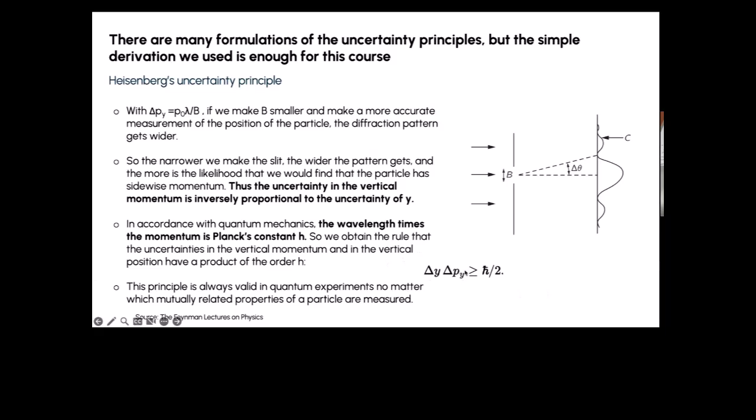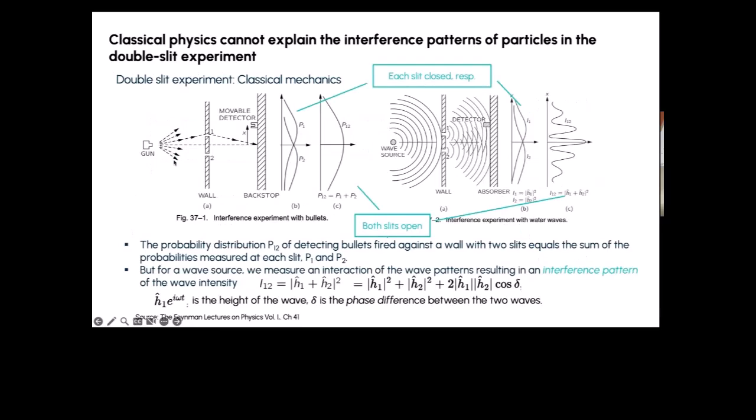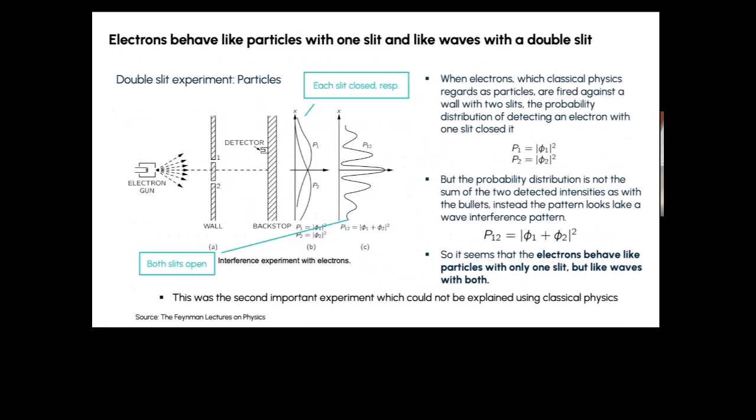Good. Now, the double slit. So this here was a gun with small bullets, like a classic gun, but tiny bullets maybe made of aluminium. Now we have a gun that shoots electrons. And so we have again a wall with two slits. We have the detector, we have the backstop, and then now we measure. We close slit two and we measure and we get this pattern, and we do the inverse, close this, and we get this pattern. Okay.